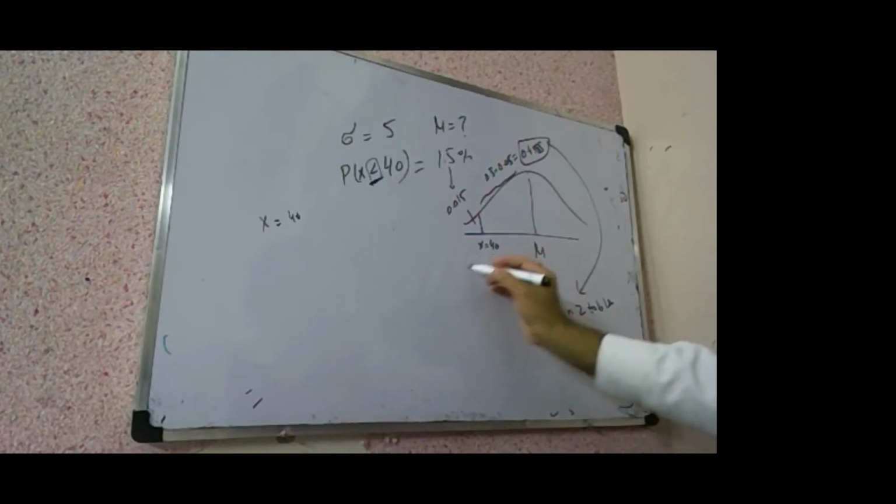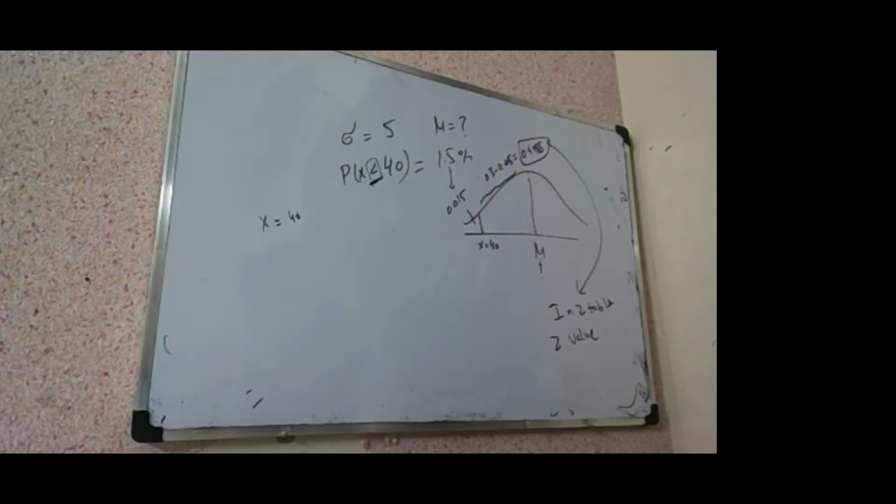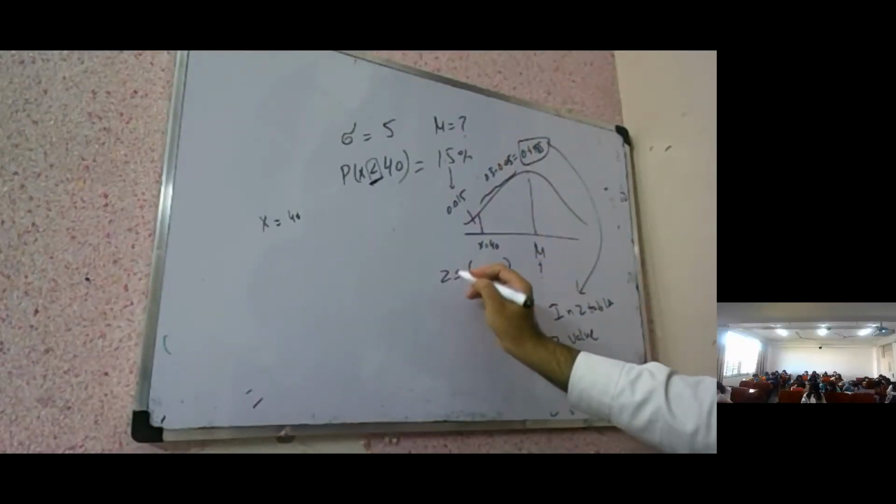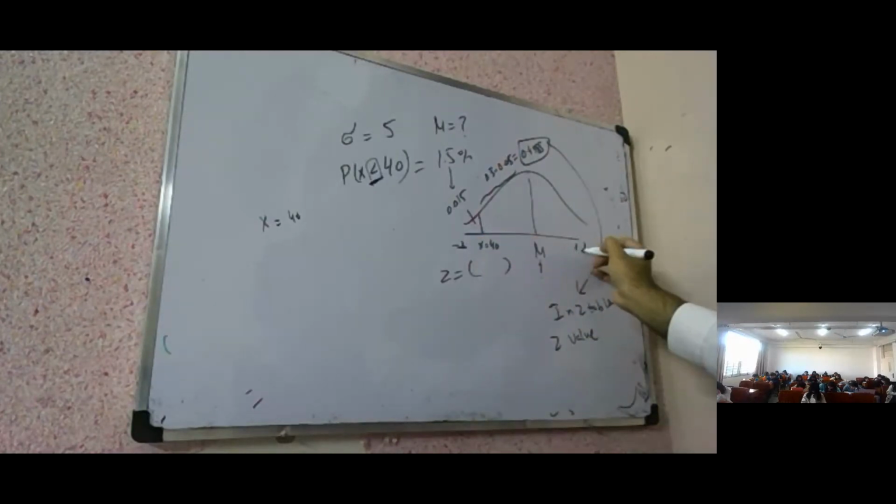So tell me, please, this time you open the table and tell me the value. What is the value against this probability? What is the Z value here? I'm waiting. Open the table and see the value. You have to look for 0.4985.